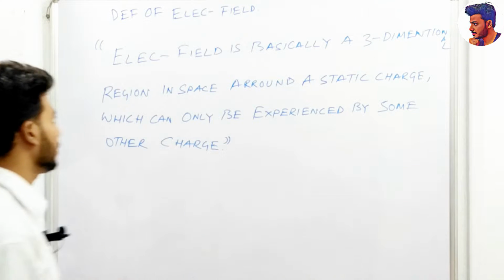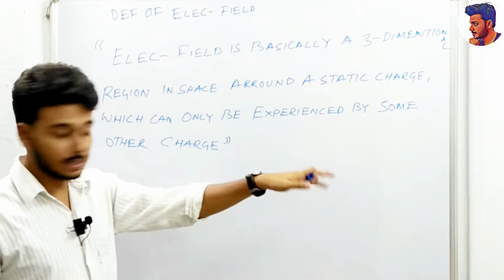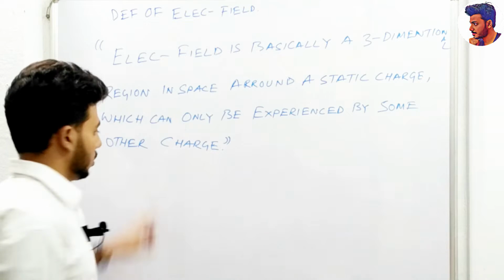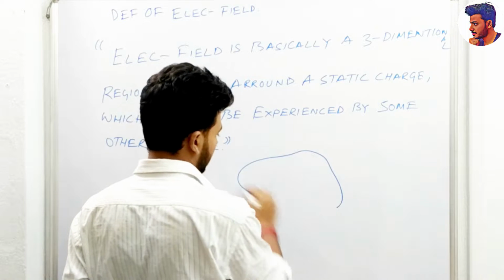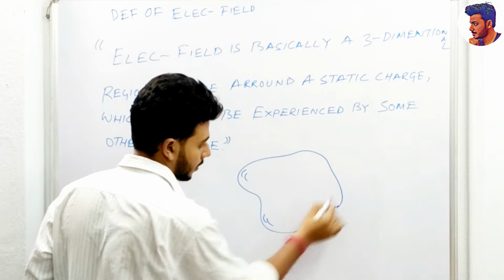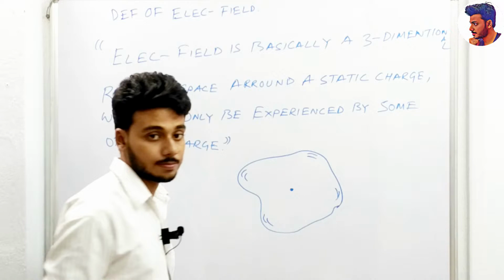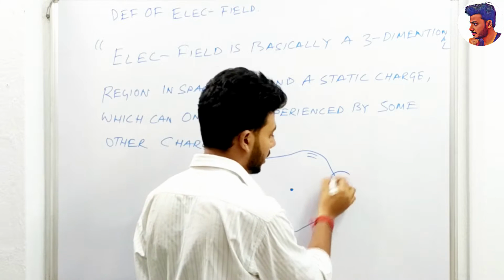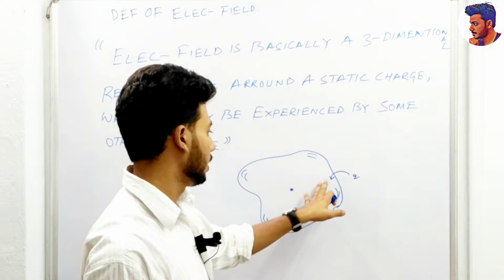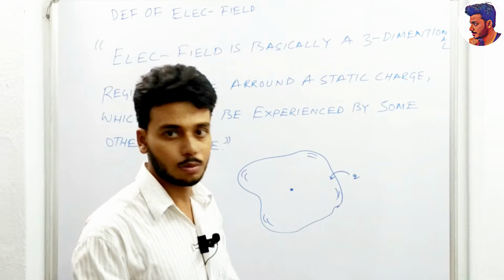Okay, this is the crude definition of the electric field. Electric field is basically a three-dimensional region in space around a static charge which can only be experienced by some other charge. So it's a three-dimensional region in space. Okay, this is a static charge. If you put a charged particle into this, then you will experience a force. Why? This force is basically the Coulombic force or the electrostatic force.